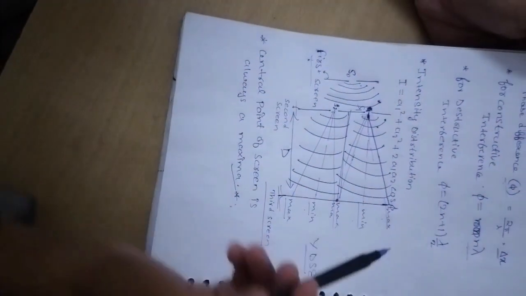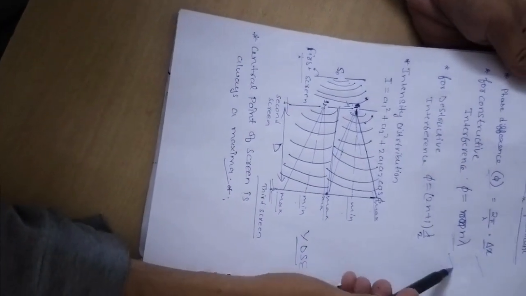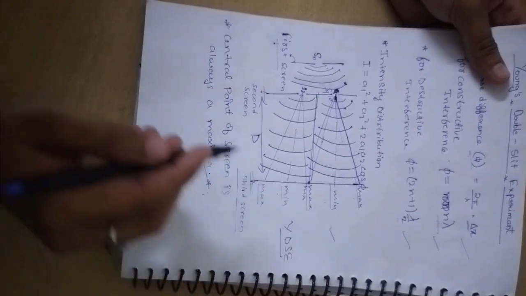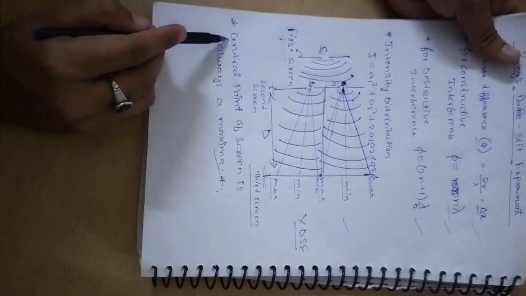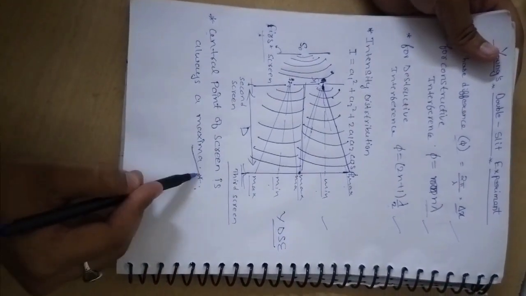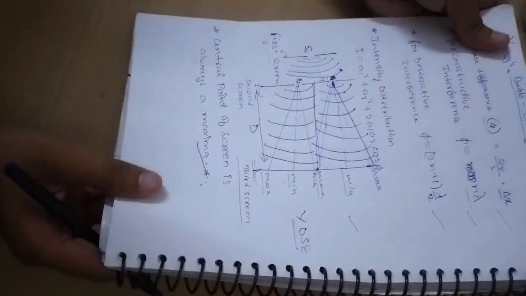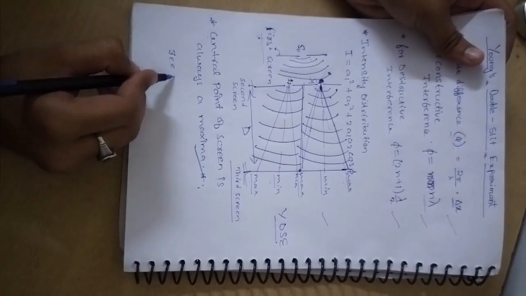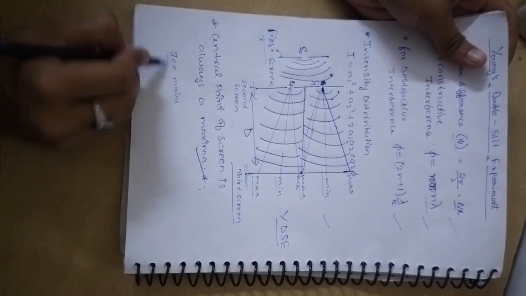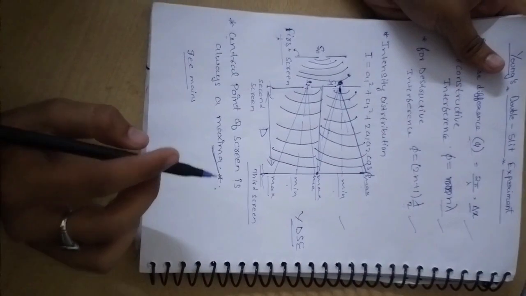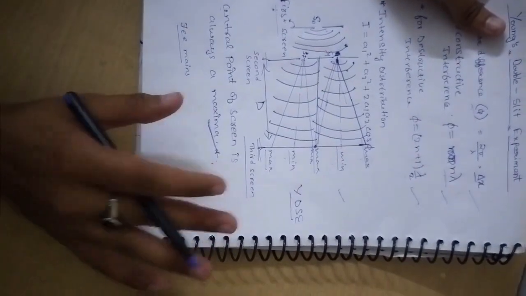It is very useful. These concepts are very important. You have to use them. These are the basics of YDSE. You should not miss this. And obviously this point, the central point of the screen, which is always a maxima, is very useful in many questions. In JEE Mains, it is asked regularly about central maxima because it is quite confusing. So better you understand this.